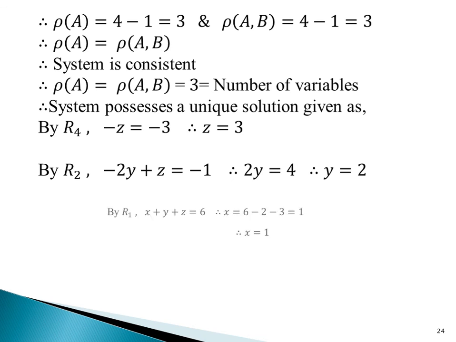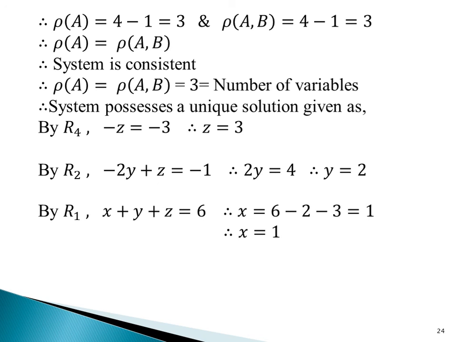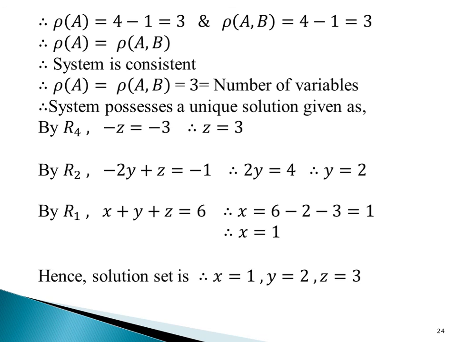Now we have to put the values of z and y in the equation obtained from R1: x plus y plus z equal to 6. By putting z equal to 3 and y equal to 2, we have x equal to 6 minus 2 minus 3, that is equal to 1. Therefore the value of x is equal to 1. Hence the solution set is x equal to 1, y equal to 2 and z equal to 3.